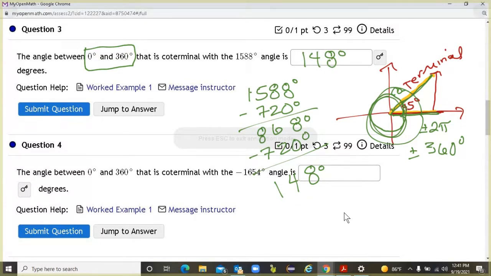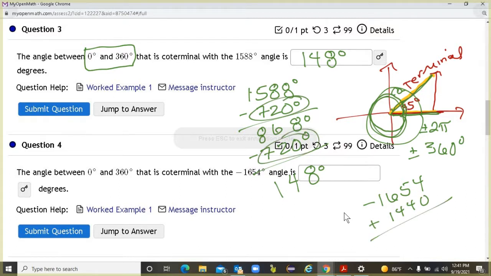And then for this one, we've got negative 1654. Let's just start adding circles. And I guess 1440 would be 4 circles total. That's these two added together. So 7 and 7 is 14.